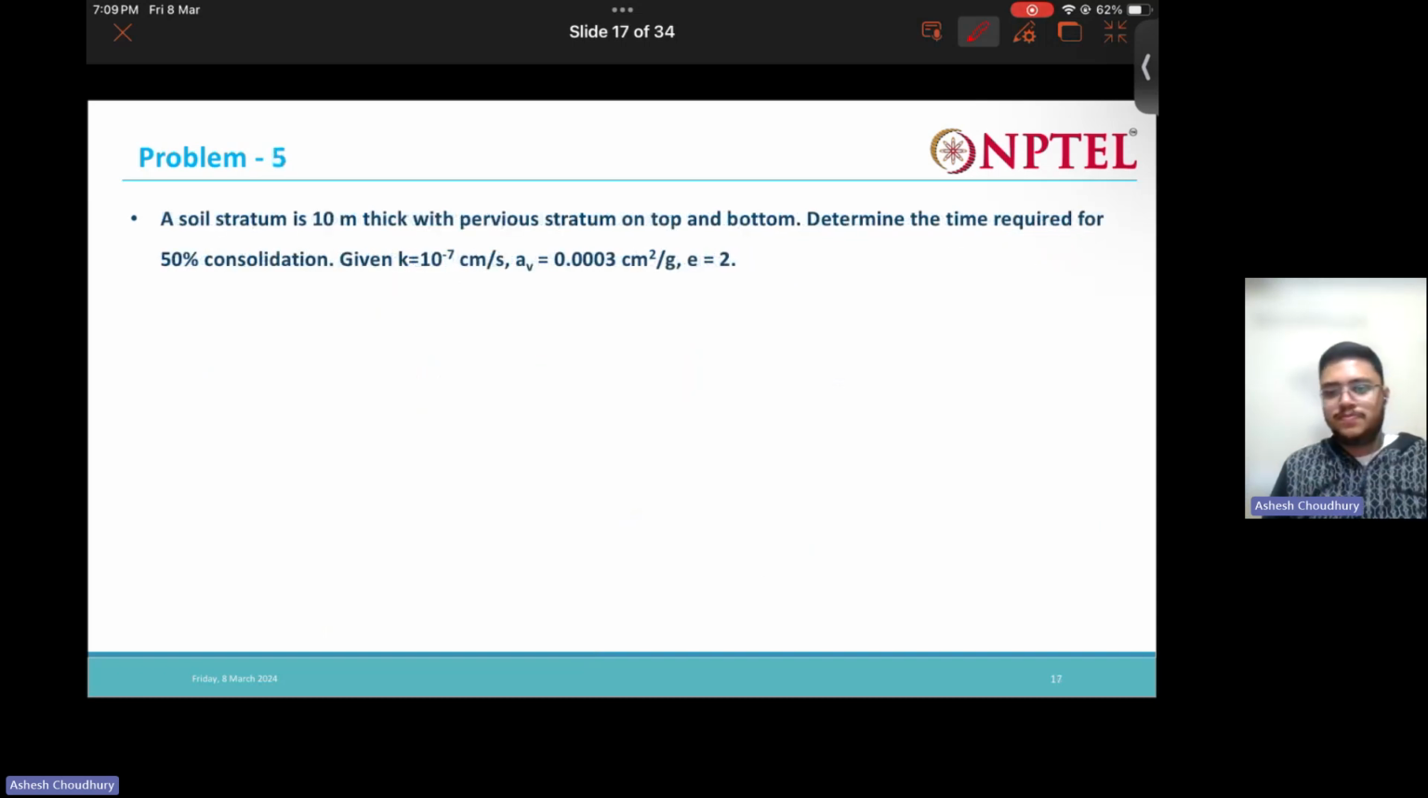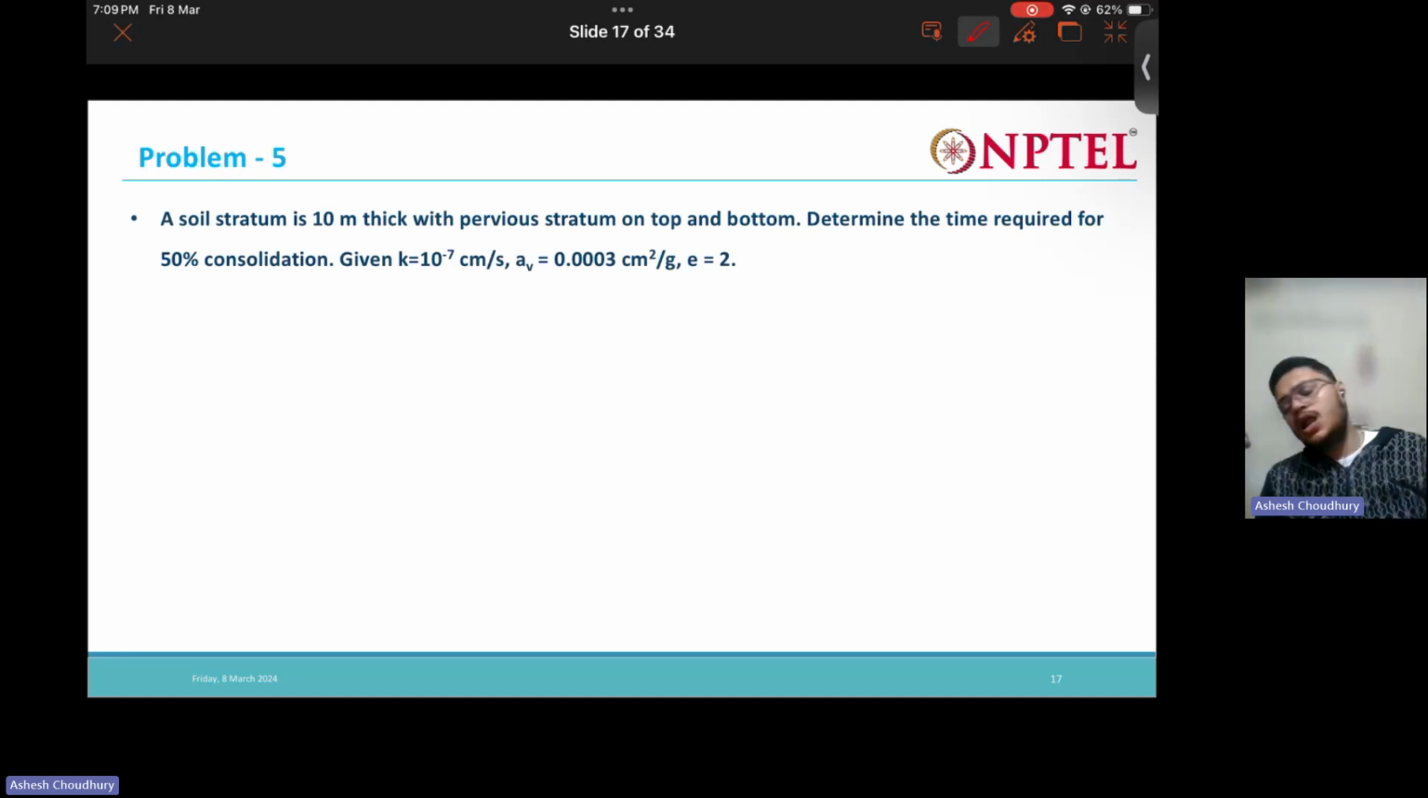Let us see this now. A soil stratum is 10 meter thick with pervious stratum on top and bottom. Means what? Means double drainage. Double drainage case, right? 10-meter thick stratum with pervious stratum at the top and bottom. Determine the time required for 50% consolidation. K is given to you, a_v is given, and e, the void ratio, is given.